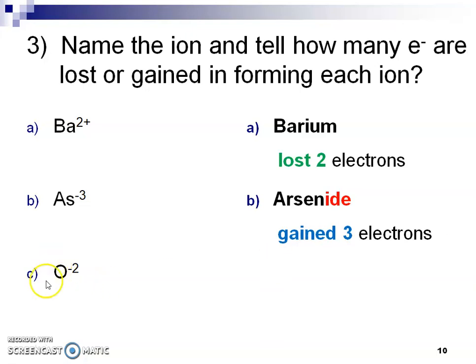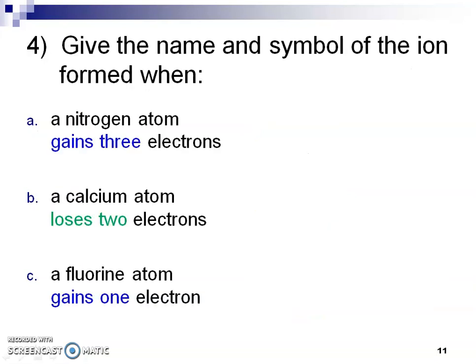All right, here we go to letter C. O is oxygen, because it's a -2 and it's a nonmetal. It changes to oxide and it gained 2 electrons. So again, hopefully at this point you understand this. If you didn't, you could also pause, go back and retry them, and re-understand them. All right, number 4, at this point you should be able to do. So definitely pause and give A, B, and C a try.